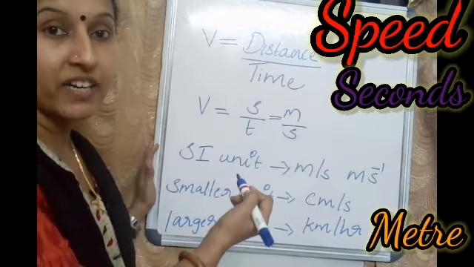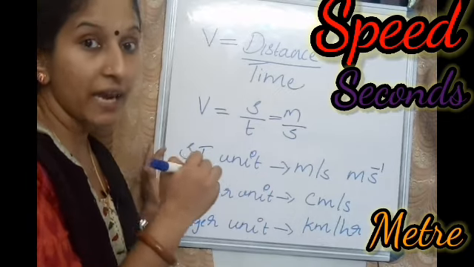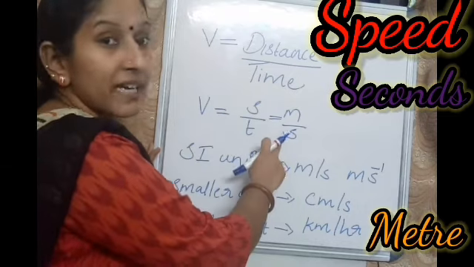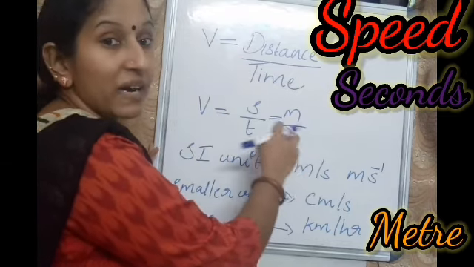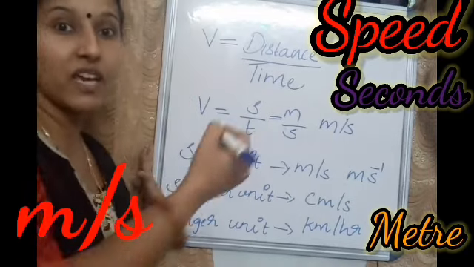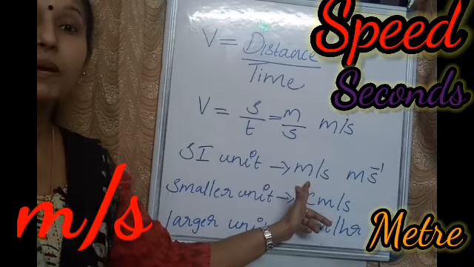The SI unit of distance is meter, and the SI unit of time is second. So the SI unit of speed is meter per second. This line is per. Meter per second. So which is the SI unit of speed? The SI unit of speed is meter per second.